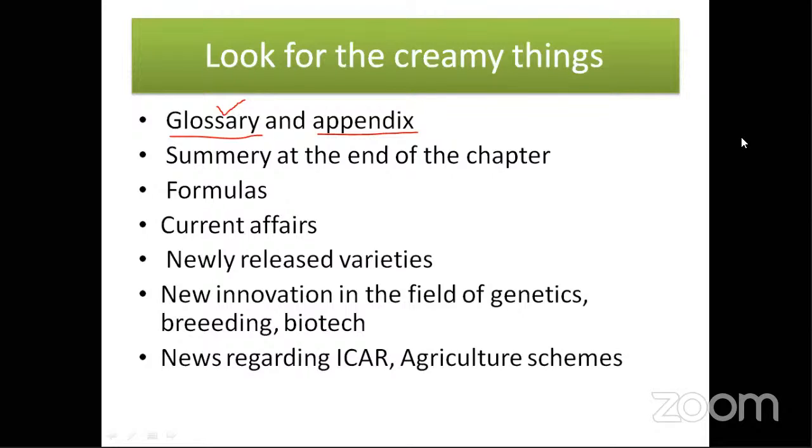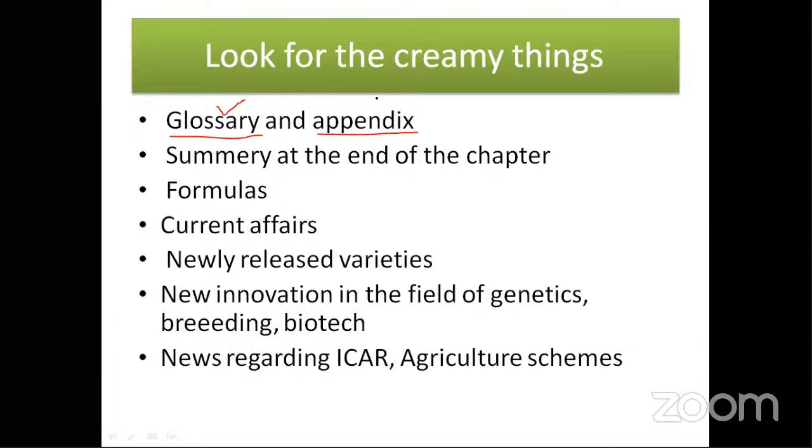But always it is not possible to cover all the facts in the book. Okay, so there they have given the appendices in the back, where they have given additional information. And that additional information is one of the most important creamy things from your examination point of view. If you just see the overall appendix of genetics, plant breeding, and biotech books, you will get at least 10 to 15 questions from that appendix section. I'm telling you the fact.